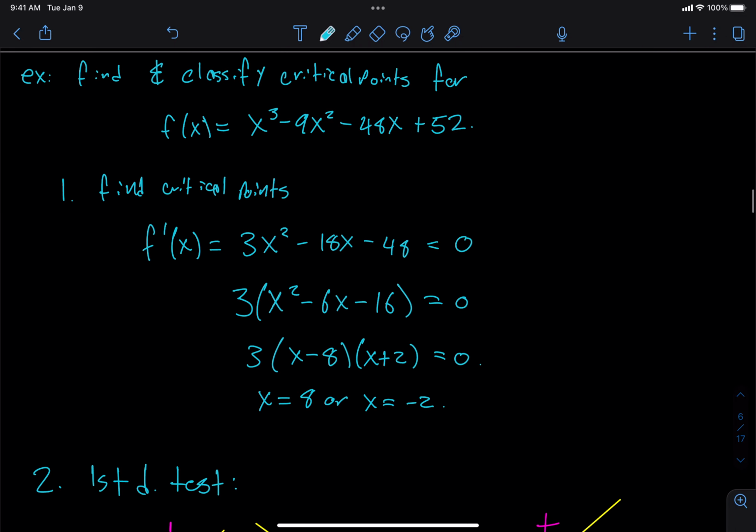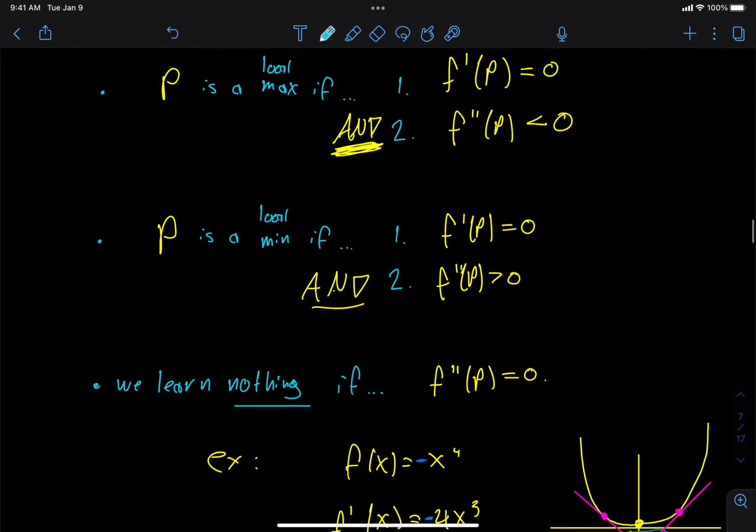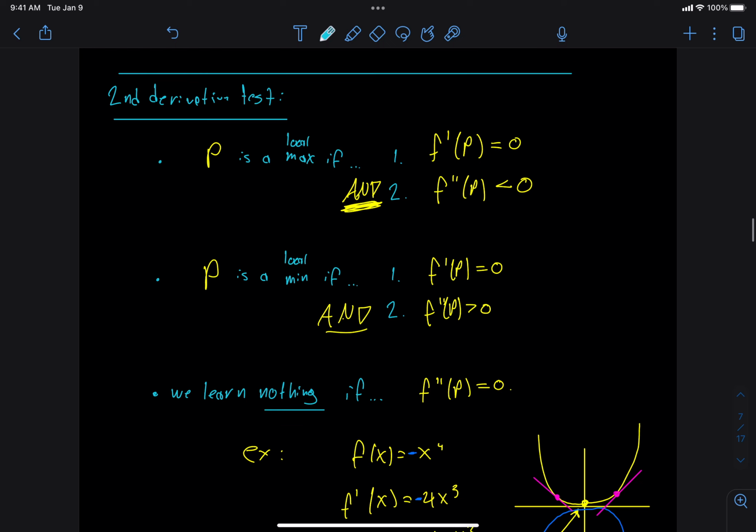And then we had the second derivative test, which said you can also check, well, are we concave up at the critical point, or are we concave down at the critical point? Both tests tell you the same information. The only tricky part is that sometimes the second derivative test will not work. Okay, sometimes the second derivative test will not work.